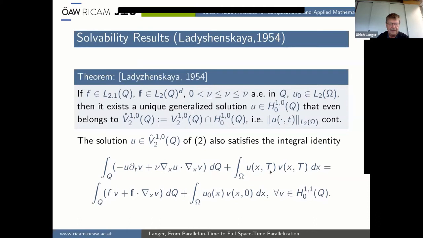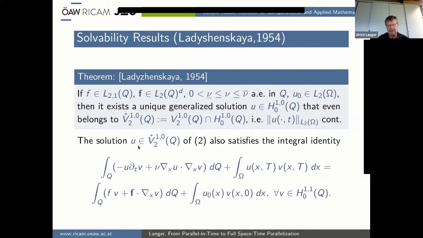And in fact, she showed that there is an inbuilt regularity. So this solution is not only in this space H1 0, but in this one. And this one means basically, this is the W0T, that the L2 norm of the solution in space is continuous in T. And then you have this identity that I will use later when the solution falls with this.